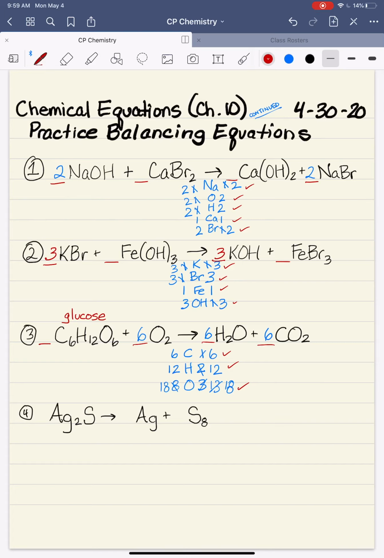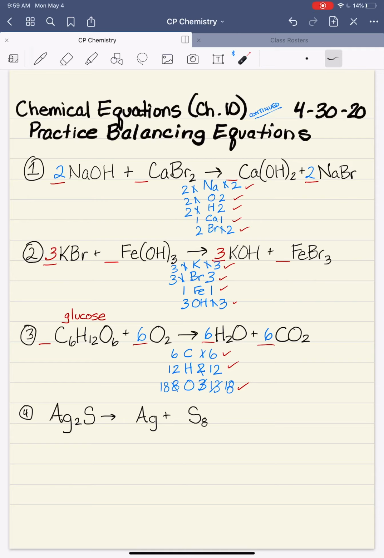All right, last one. Here we have silver sulfide decomposing to form silver and sulfur. Now, of course, I want you to notice this is S8. That's an interesting form of a molecule. That is a sulfur molecule with 8 sulfur atoms in it. So we don't get to change our subscript, remember. We want to, but we can't.